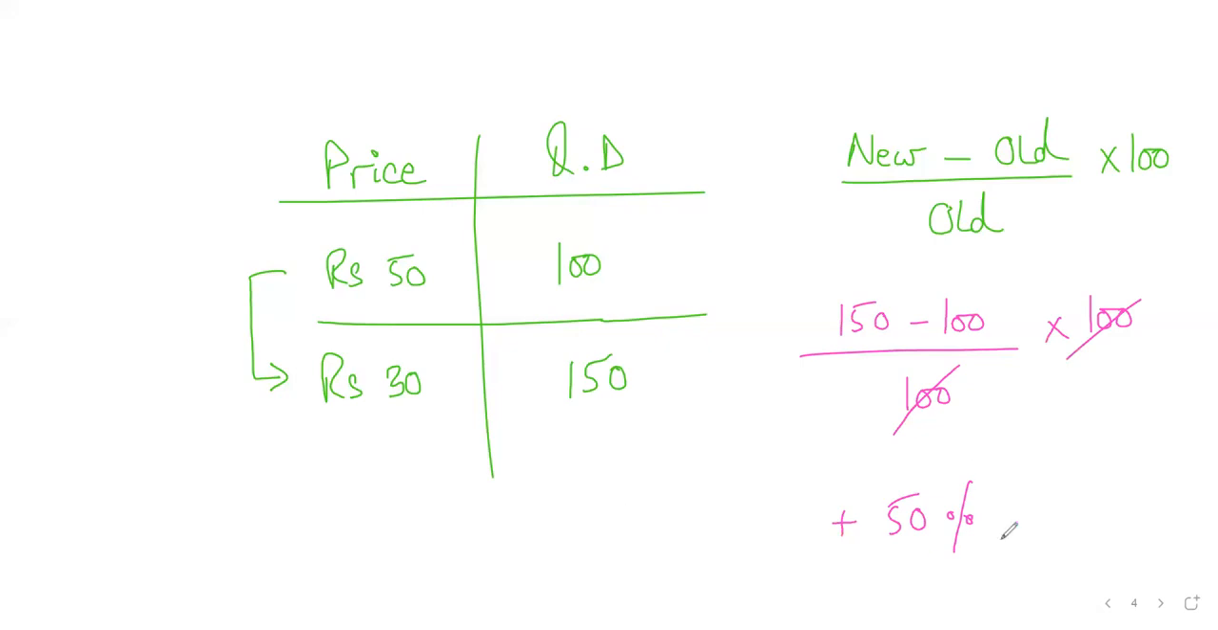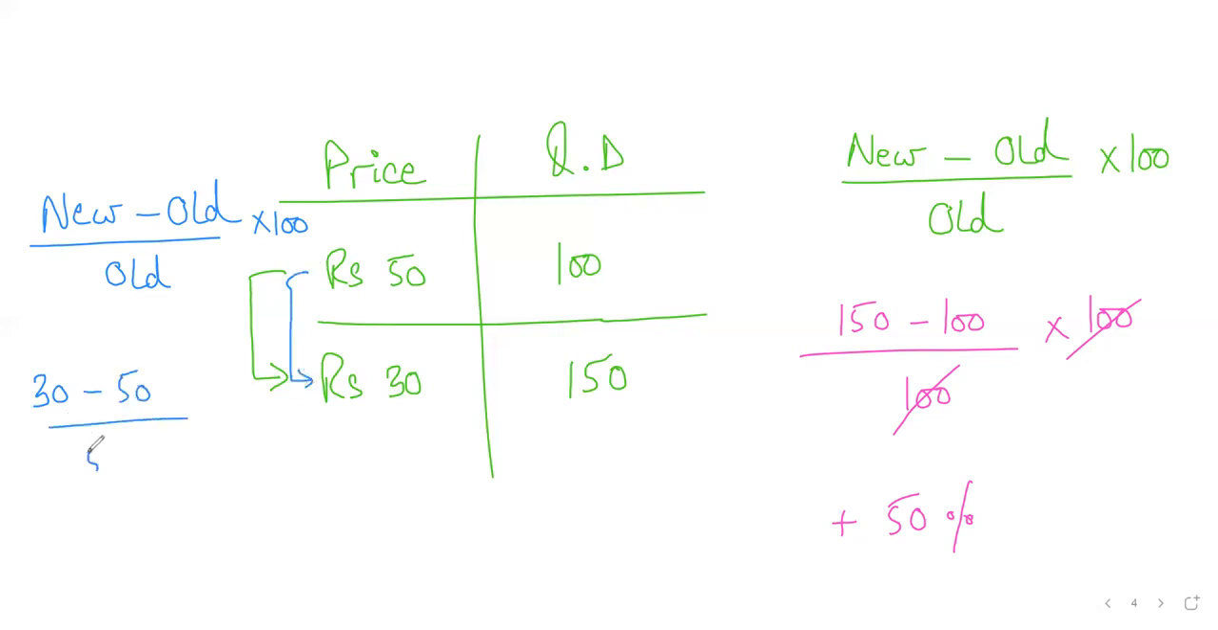There's a 50% increase in the demand for Coke. Is everyone clear so far? Okay, now moving on. Similarly, we'll calculate the percentage change in price. New price minus old price divided by old price into 100. As simple as that. Now, have a look at this. The new price was 30 because the price has moved from here to here. 30 minus old, which was 50, divided by old, which is 50, into 100. Any confusion so far, students?